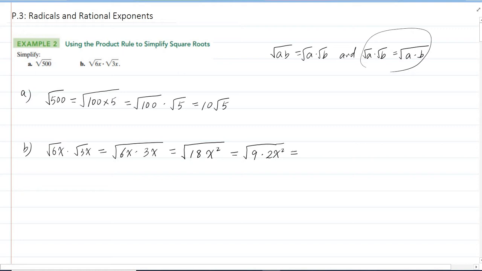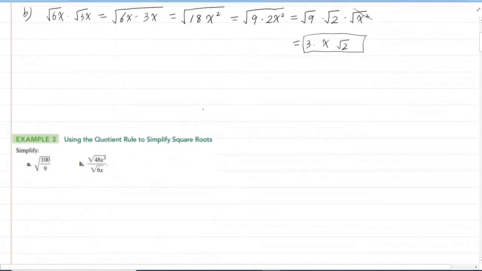Then we're going to continue this. We're going to split this as square root of 9, square root of 2 and square root of x squared. So now we can simplify this: the square root of 9 gives us 3, the second gives us square root of 2. Then here we're going to have square root of x squared, so that will give us x. So my final answer will be 3x square root of 2. Right? So let's go ahead and work on example 3.